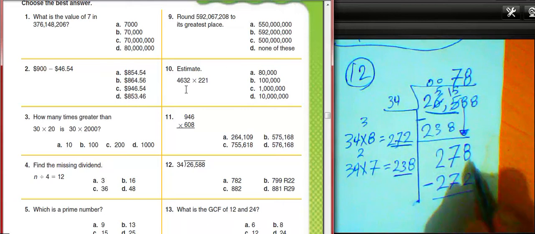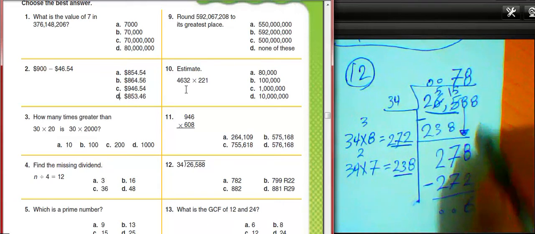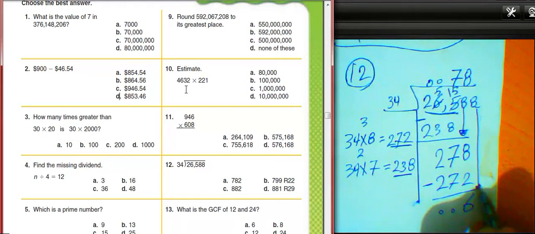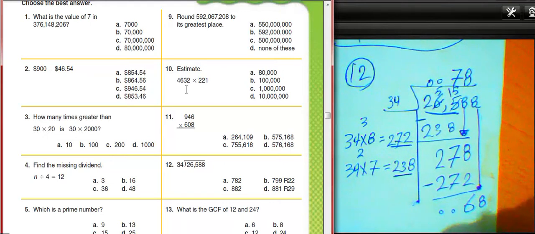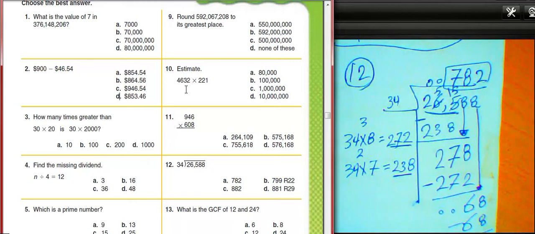8 minus 2 equals 6, 7 minus 7 equals 0, 2 minus 2 equals 0, and we must drop this digit here. The result will be 68. 68 divided by 34 equals 2. 2 times 34 equals 68. Then the result will be 782. About question 12, you must choose letter A.